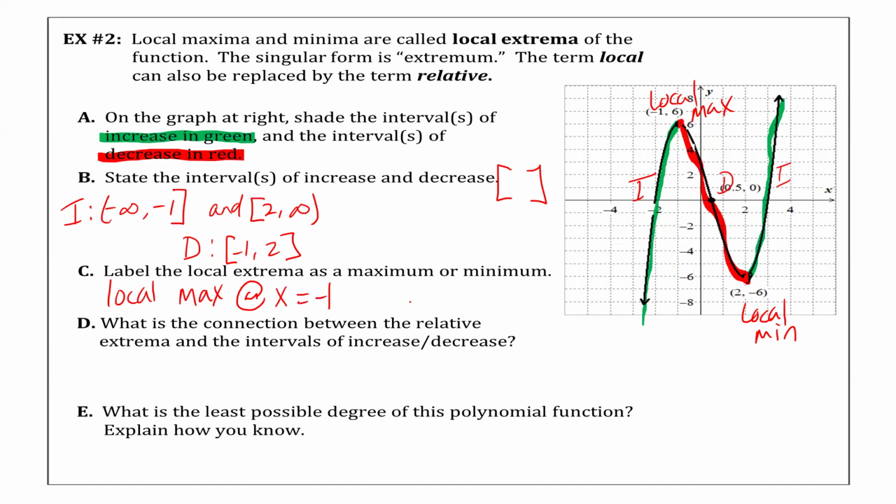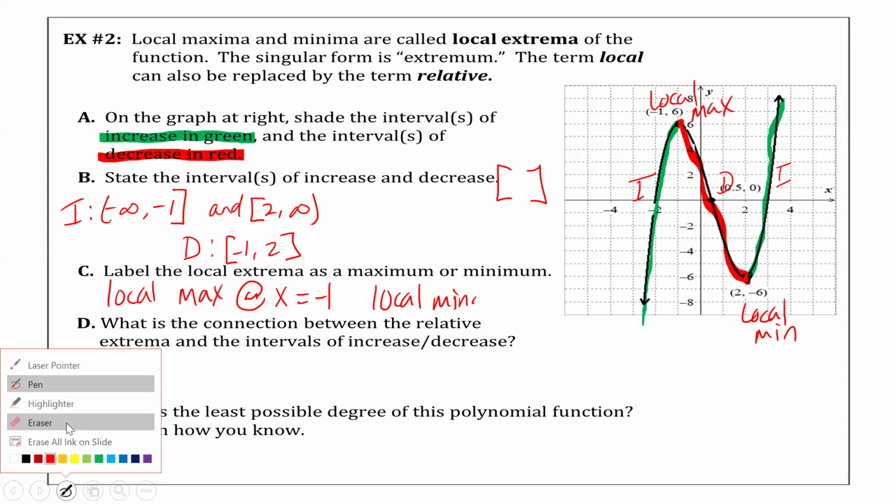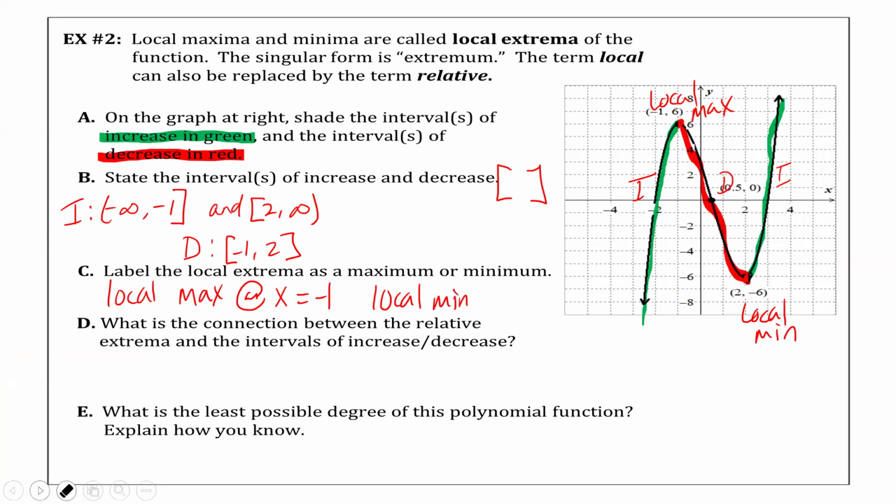-1. And then we have a local min at 2. I was writing it, but then I made a mistake, so I had to stop. At x equals 2. Okay. Again, we're saying where they're at, not what's the value. Got it?